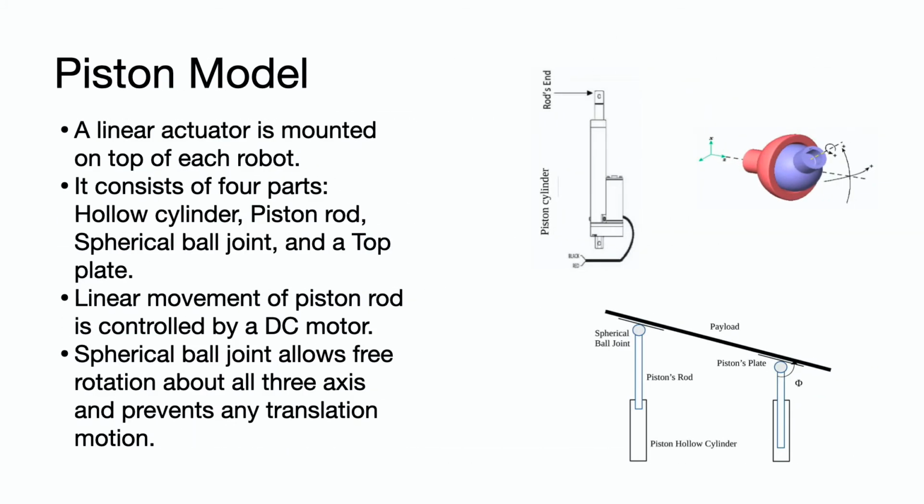The piston is a linear actuator mounted on top of each robot. Its linear movement is controlled by a DC motor. On top of the piston there is a spherical ball joint which allows free rotation about all three axes and prevents any translation motion.